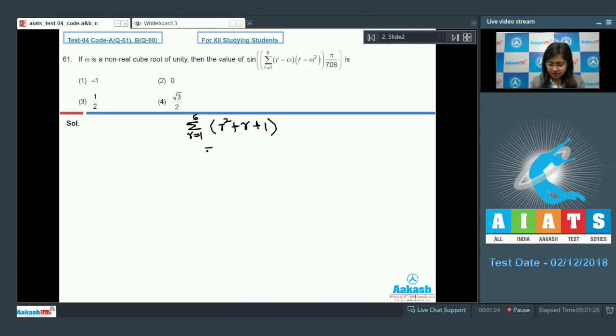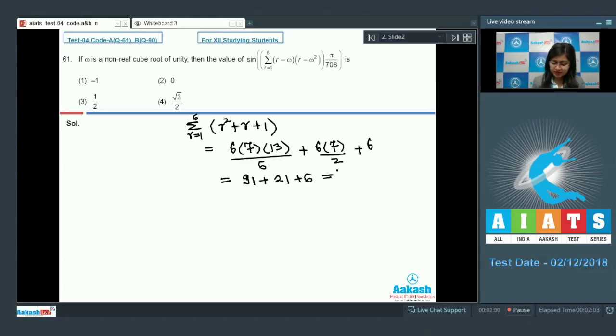Now this can further be written equal to, we know the summation of r square is r into (r plus 1) into (2r plus 1) upon 6, plus summation of r from 1 to 6, which will be equal to 6 into (6 plus 1) upon 2, plus 6. So this will be equal to 91 plus 21 plus 6, which is equal to 27 plus 91, that is 118, right? So the value can be written equal to sine of 118 into pi upon 708, right?